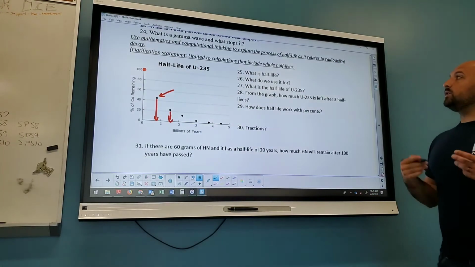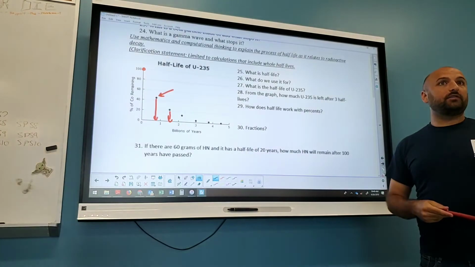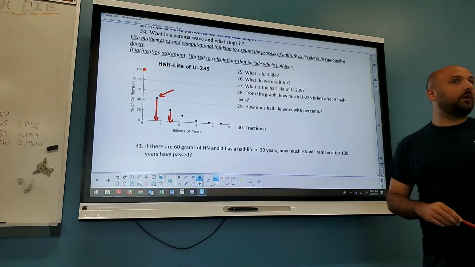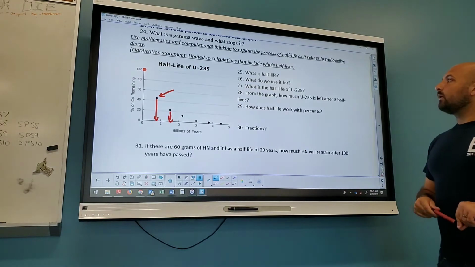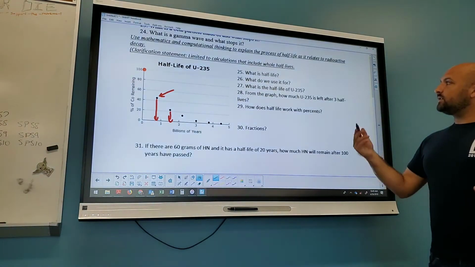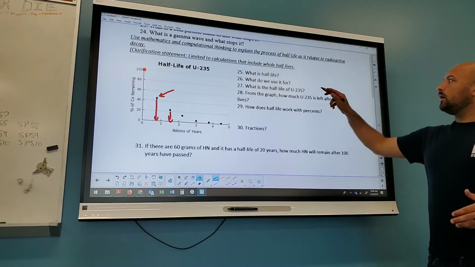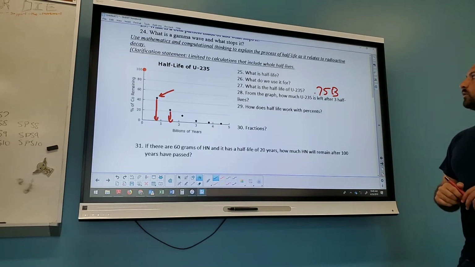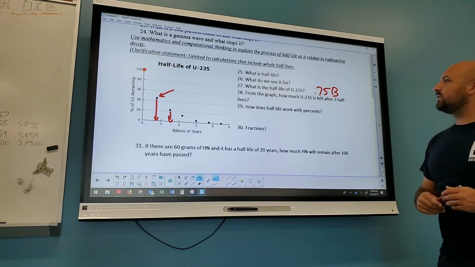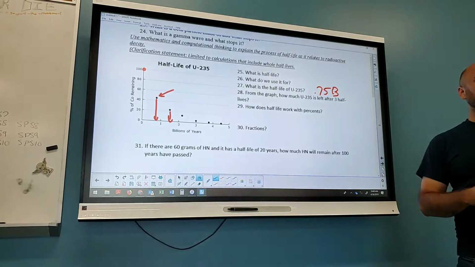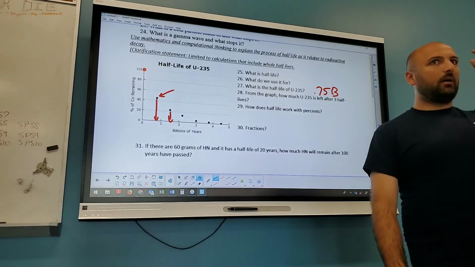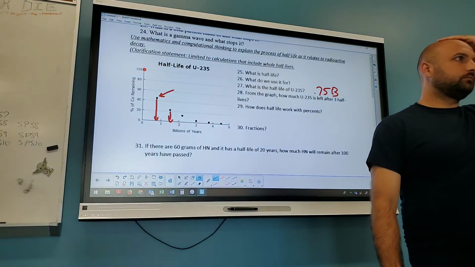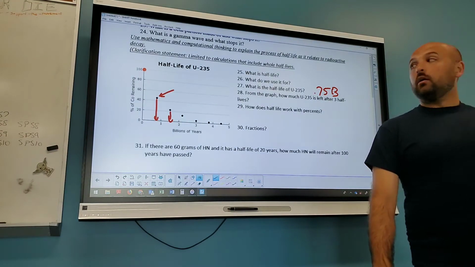All right? And we use it to tell how old things are, right? Such as the Earth or bones and fossils that we find. Okay? What's the half-life of uranium-235? We said 750 million years, so 0.75 billion or so. From the graph, how much uranium-235 is left after 3 half-lives? How much is left after 3 half-lives? 15%? How much? 15%.